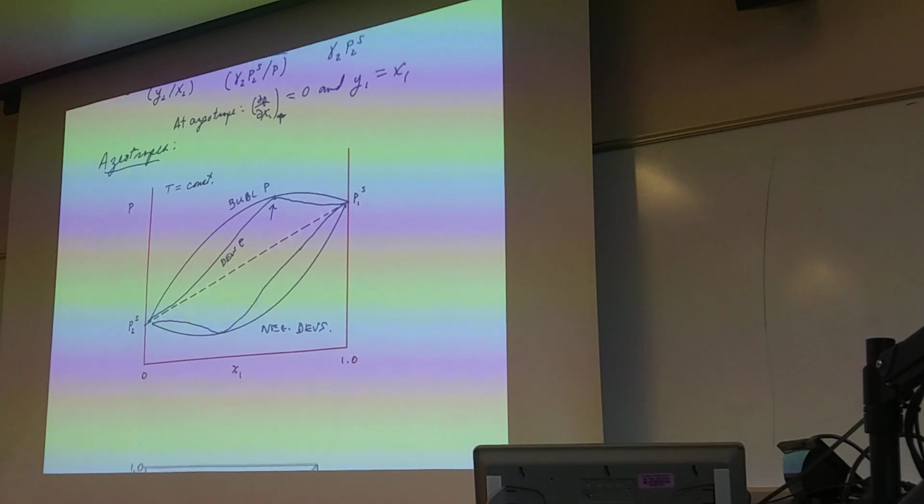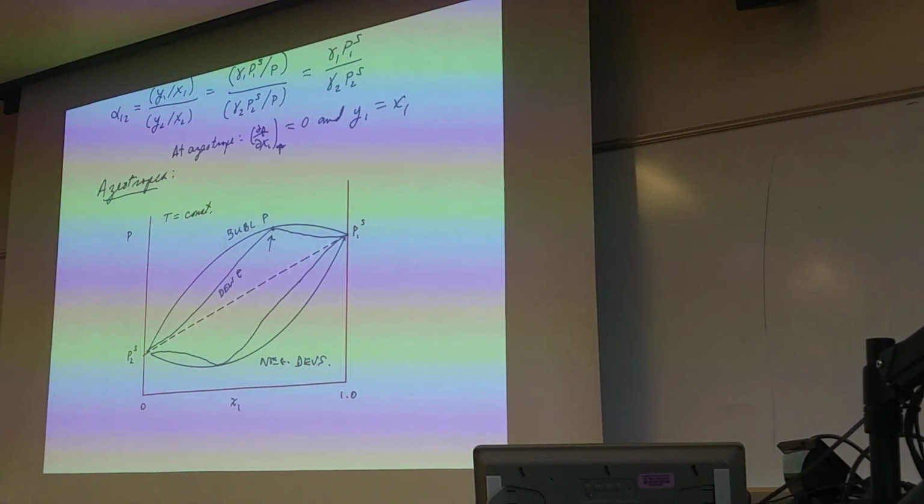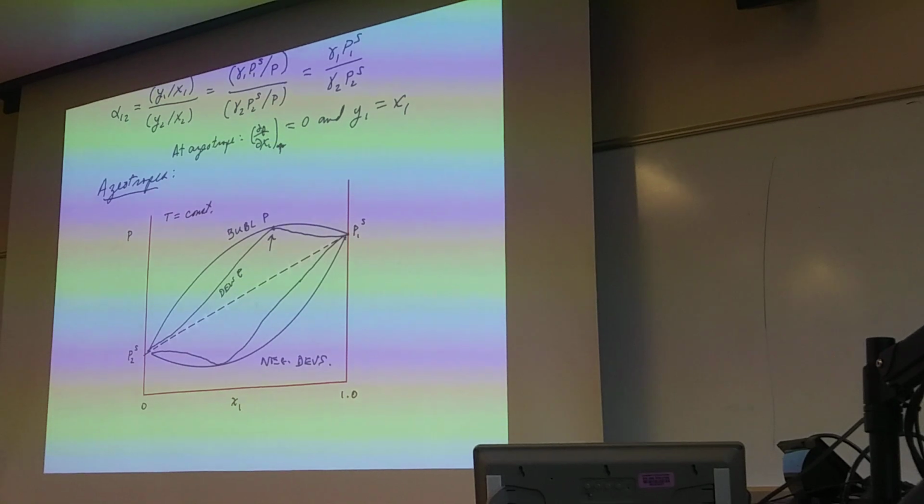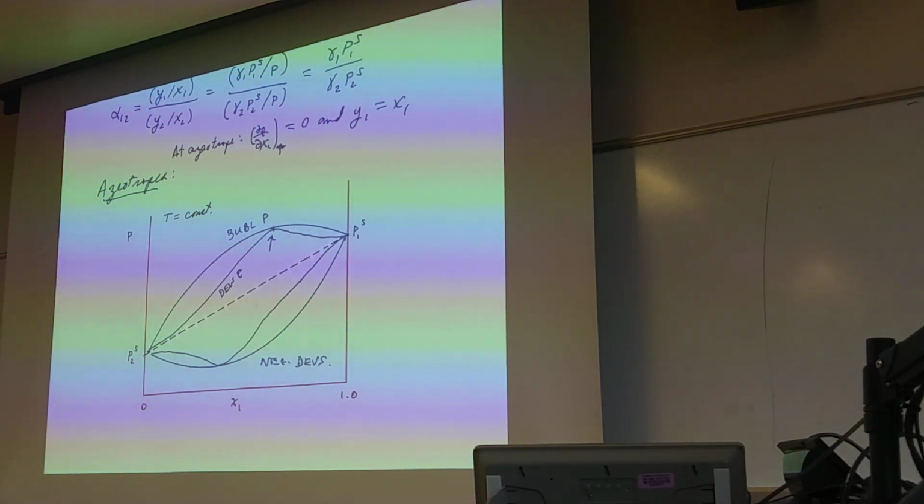Now, the fact is that a lot of systems exhibit azeotropes. If I have strong positive deviations, and it's not too hard to get them strong enough, then the system will exhibit an azeotrope somewhere. And if I have strong interactions, such as complex formation between the components, I'll end up with negative deviations and likely an azeotrope.